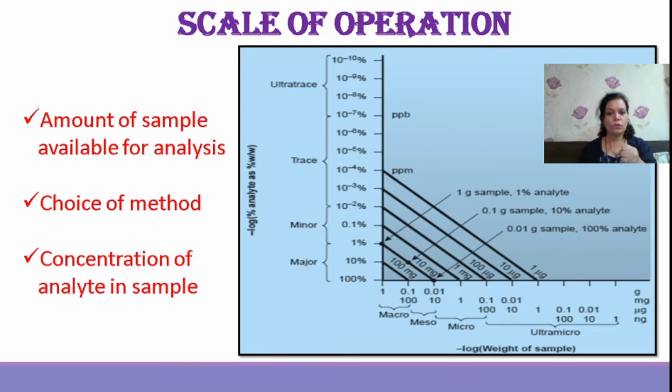So if only a single component I want to determine, I need to check how much of the sample is available to me, then which method I can choose. If it is a very small amount, I need to go for an instrumental method, where, without degenerating the sample, it is possible for me to do the measurement.